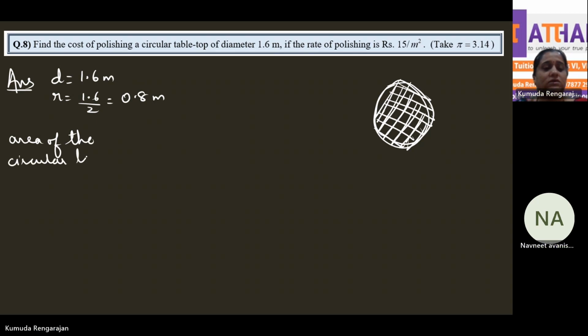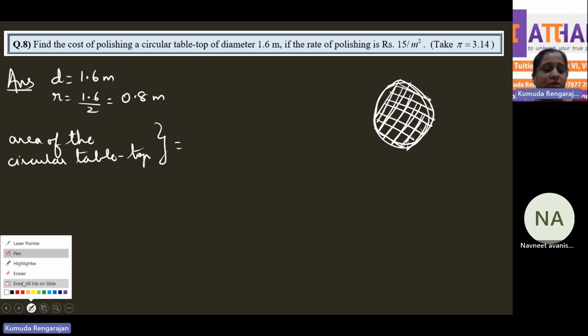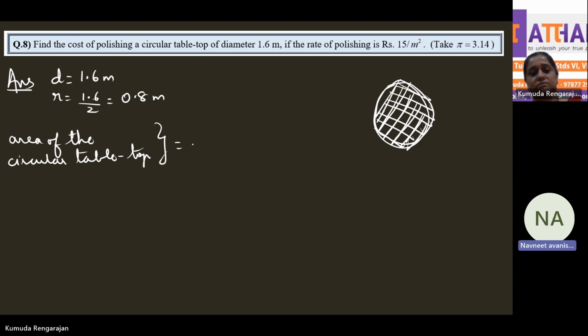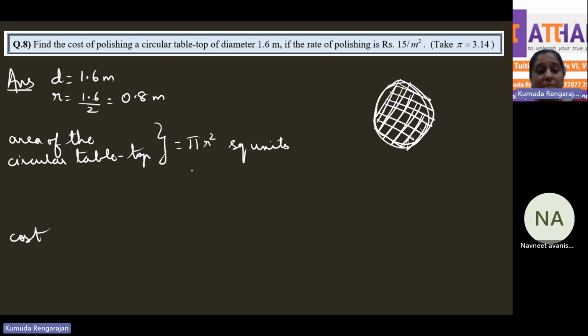Circular tabletop. Okay, I'm not working it for you. So what is the formula to find the area of the circular tabletop? Pi r squared. Square unit. Okay, find that. And then what should you do? Cost of polishing. I have not completed. You have to complete that. Cost of polishing. Tell me.